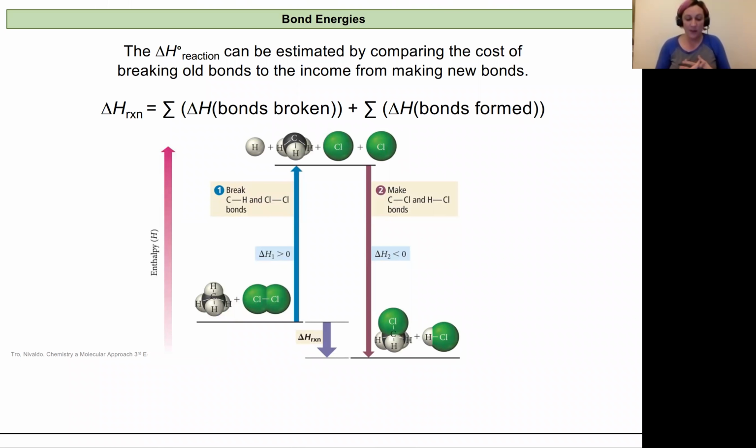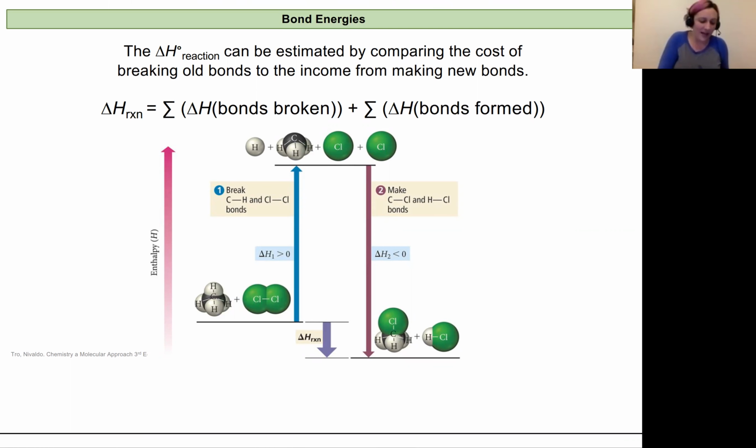So thinking some more about bond energies, we can come back to the enthalpy of the reaction. And I'm going to give you another way to calculate the enthalpy of reaction because that's secretly the theme of this entire quarter: how many ways I can teach you about enthalpy. And I think this is going to be number 5 or 6. So the enthalpy of the reaction can be estimated by comparing the cost of breaking old bonds to the gain in energy that you get from making new ones across a chemical reaction.